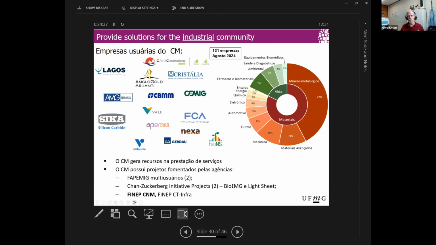So we get money from this service from all of these companies, but we also have several grants from state institutions. We have two different Chan Zuckerberg grants, and we have money from the federal institutions. So our funding comes from various sources.